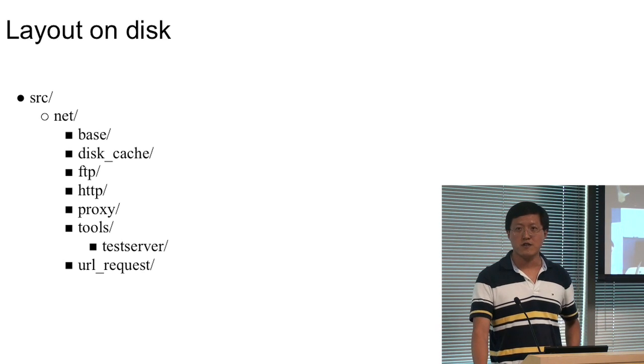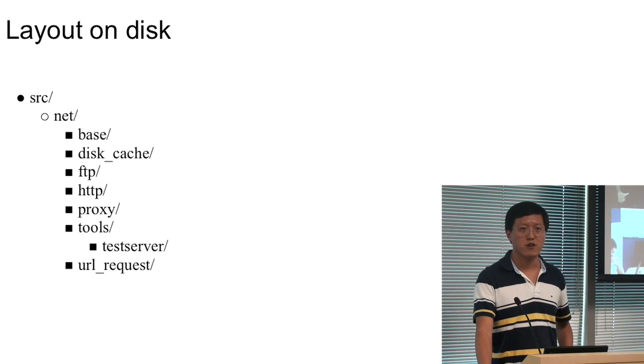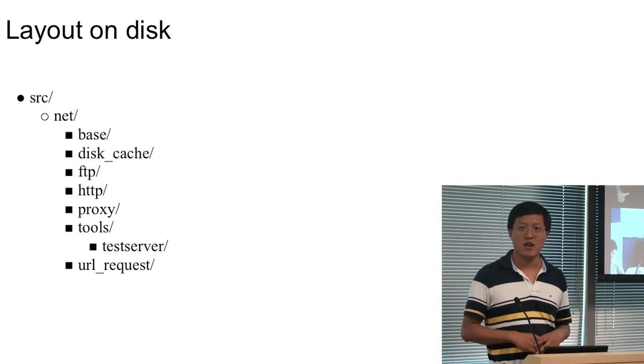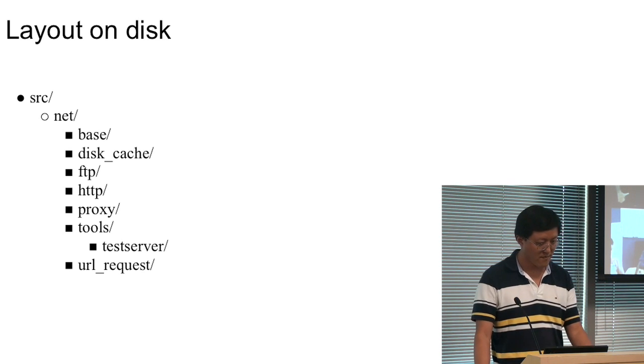And then there is a subdirectory called URL request. For most of you, that directory is the most important because that's how the rest of Chrome uses the network stack. They issue a URL request, and the URL request will create the appropriate protocol handler to handle that URL request.